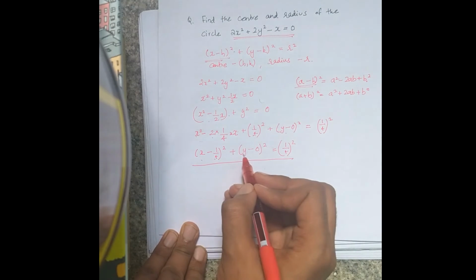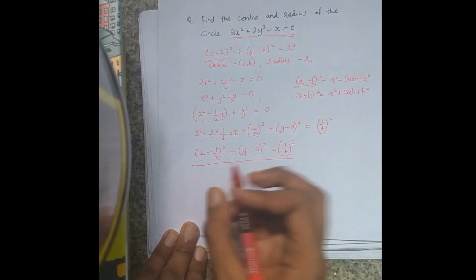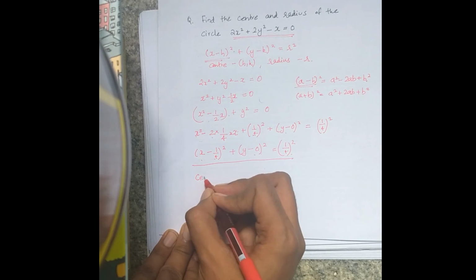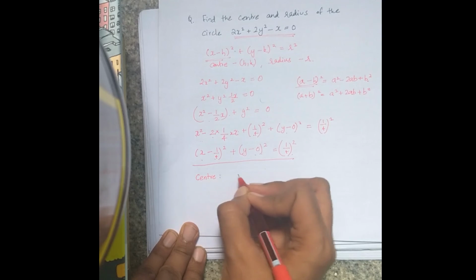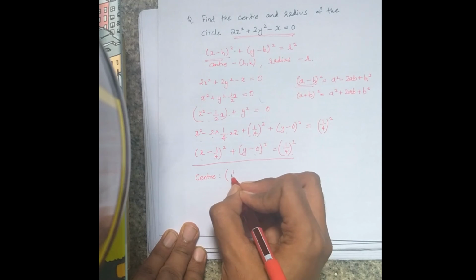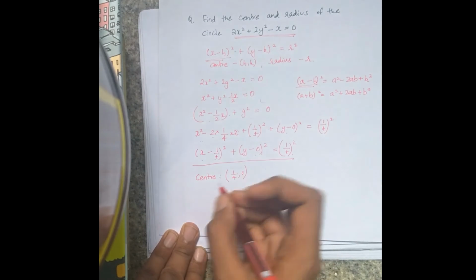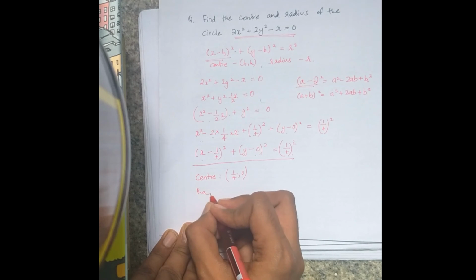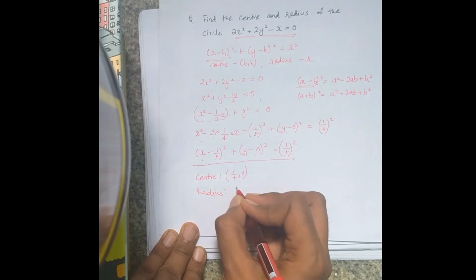X minus h the whole square plus y minus k the whole square is equal to r square is the equation of a circle whose center is (1 by 4, 0), and radius is 1 by 4.